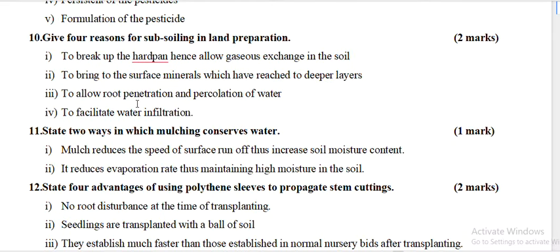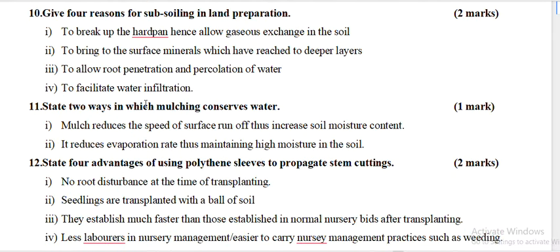Question 10. Give 4 reasons for subsoiling in land preparation. And the first reason is to break the hard pan, and this allows gaseous exchange in the soil. Then brings to the surface minerals which have reached deeper layers, allows root penetration and percolation of water, then facilitates water infiltration.